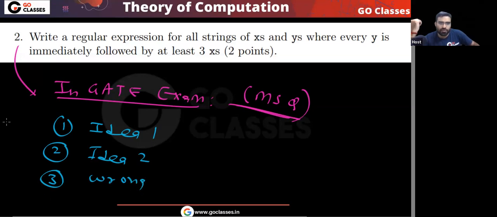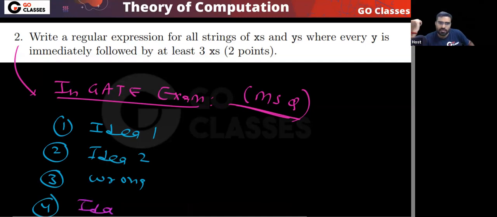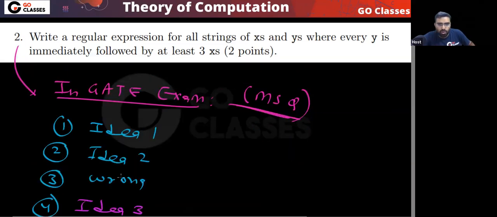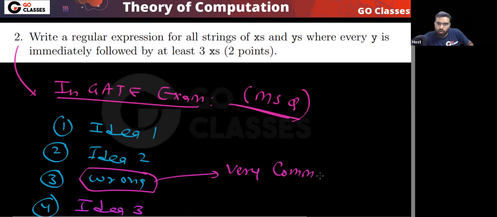And option number 4 will be your idea number 3. Your idea number 3. So very simple. This is what they will do in the GATE exam. See, can you tell me what is the mistake people can do? This wrong option also will be a very common mistake.